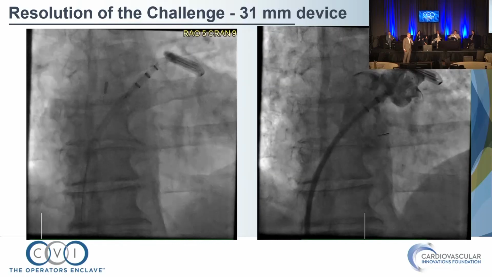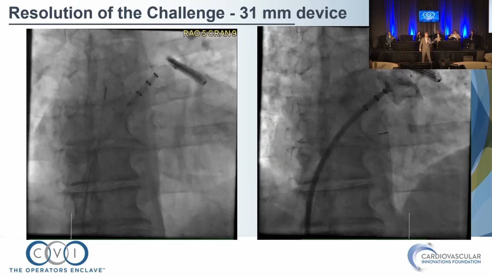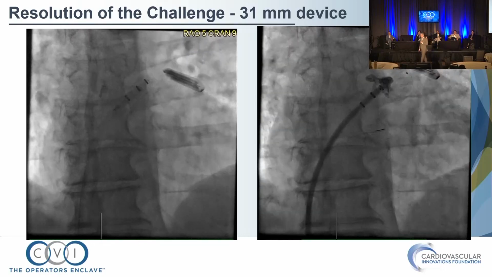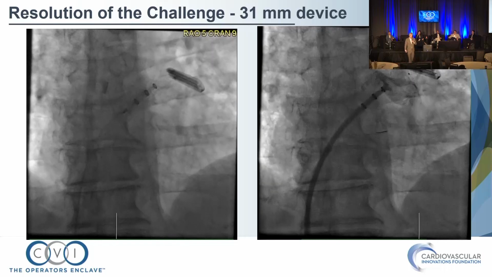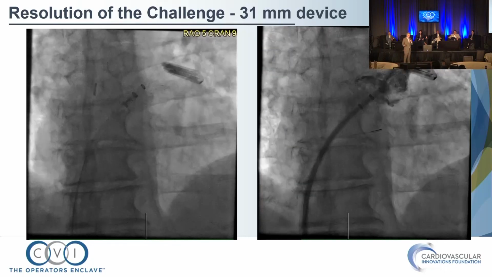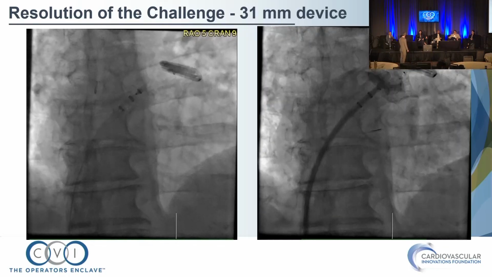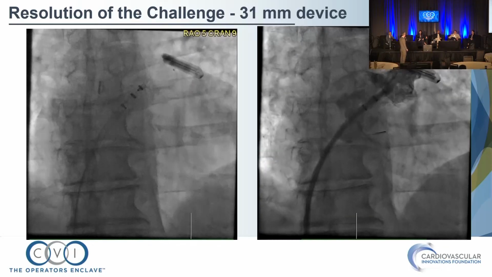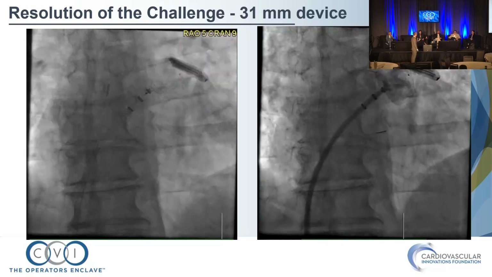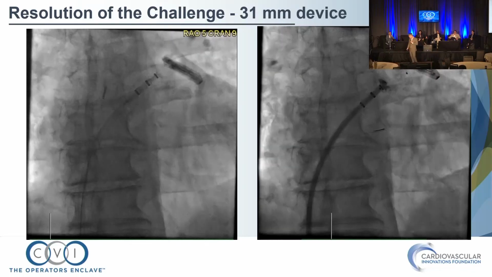Our plan was to start with a 31 millimeter Watchman Flex device, and it didn't look like it sat that well. Certainly we see a shoulder there, and it's going to have a fabric seal even if it does have stability. Any thoughts about, should we abort here and maybe try a different device? Do we have the right platform? Doesn't look good. Yeah, it doesn't look good.